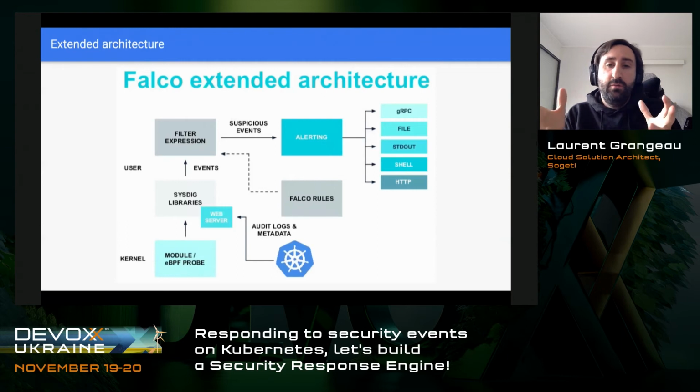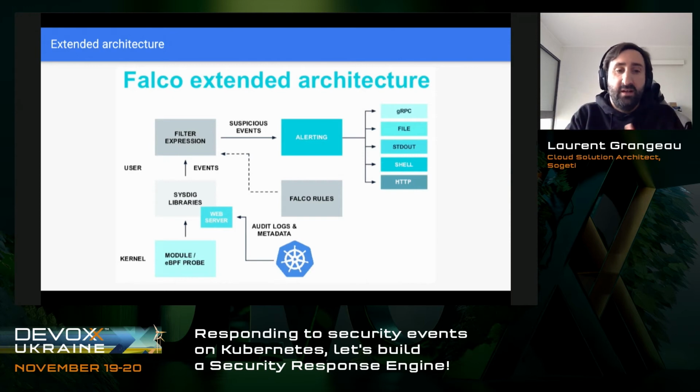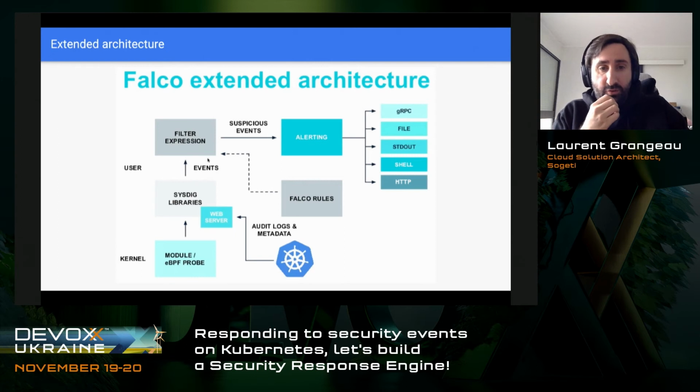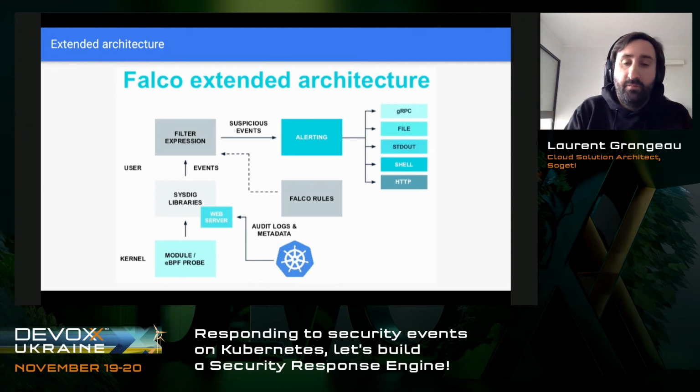So if you are going to see how the architecture is now extended by Falco Sidekick, you have Kubernetes, of course. You have the eBPF probe or the module of the kernel. You have Falco here with the running pods. You have the rule engine here. You have the rule in YAML that is being injected into the engine. And Falco just sends an event through the alerting system. And Falco Sidekick can send whatever you want with gRPC, files, stdout, shell, HTTPS, whatever you want.